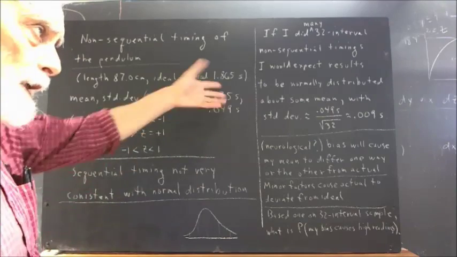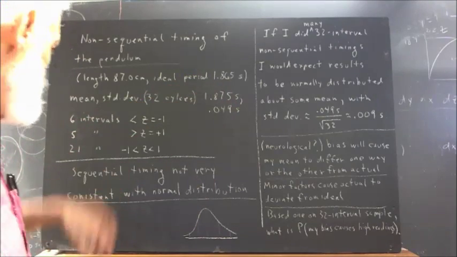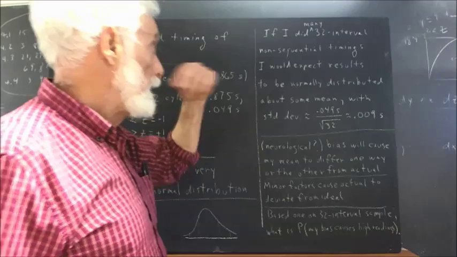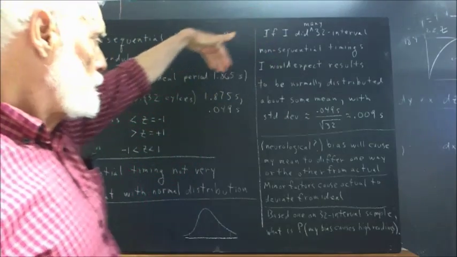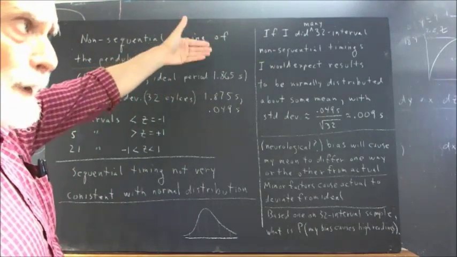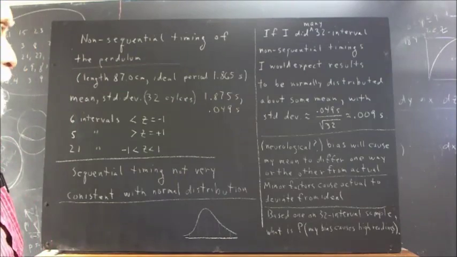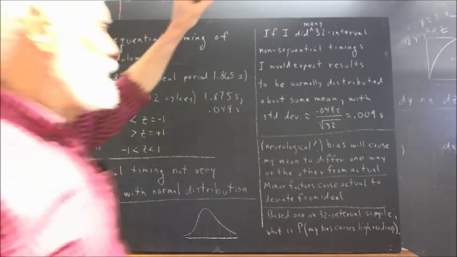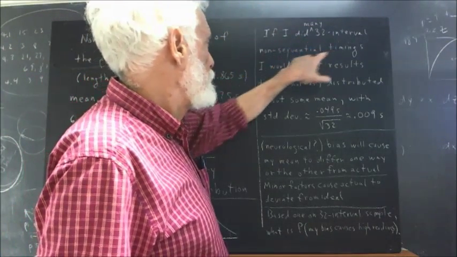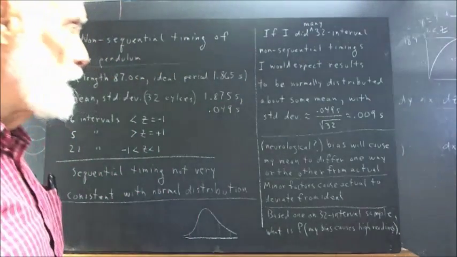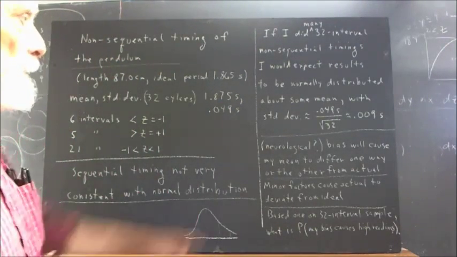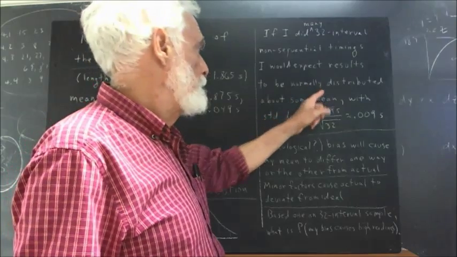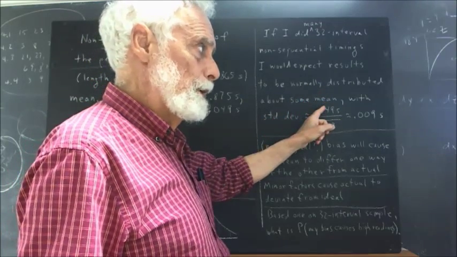I'm not going to do that, and then I'd have to do the statistics, but I'd use machinery to do that. So it'd still take me an afternoon to get this kind of result, and it might be worth doing as an illustration. But if I did a large number of 32-interval non-sequential timings, then I would expect those results to be normally distributed about some mean.